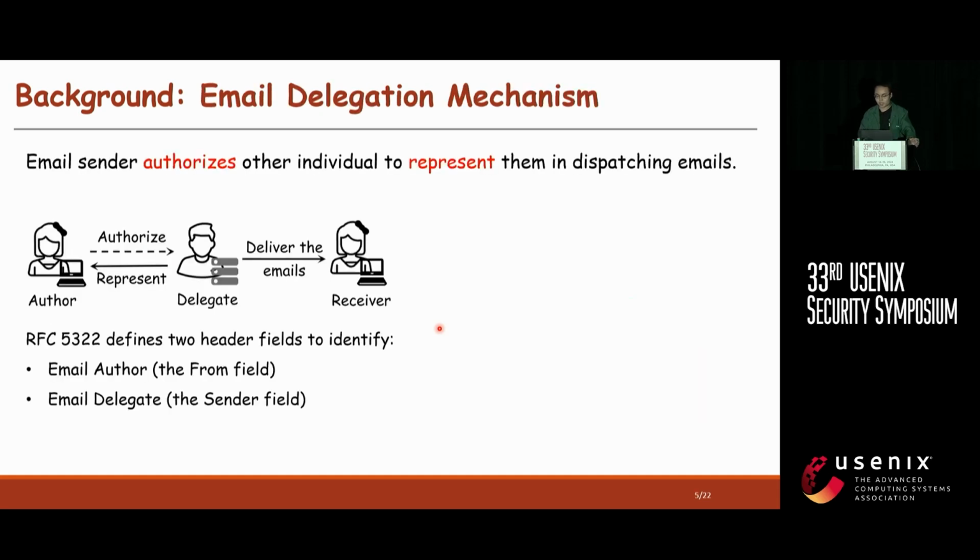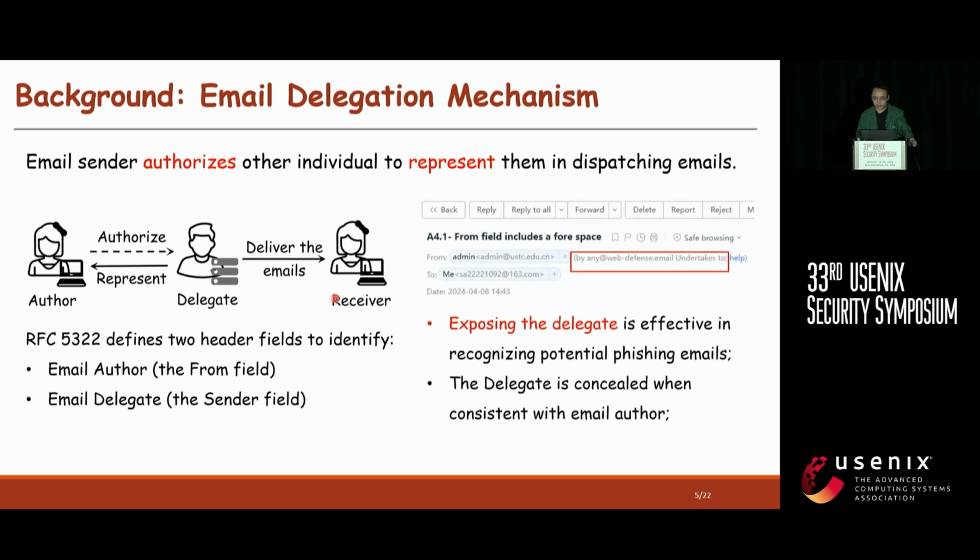So what is the delegation? The delegation is a widely used mechanism in email systems. This feature allows the email sender to authorize other individuals to represent them in dispatching their emails. To distinguish between the email author and the delegate, RFC has specified 2 header fields to identify those entities. The from field indicates the real author of the email, and the sender field shows the email delegate.